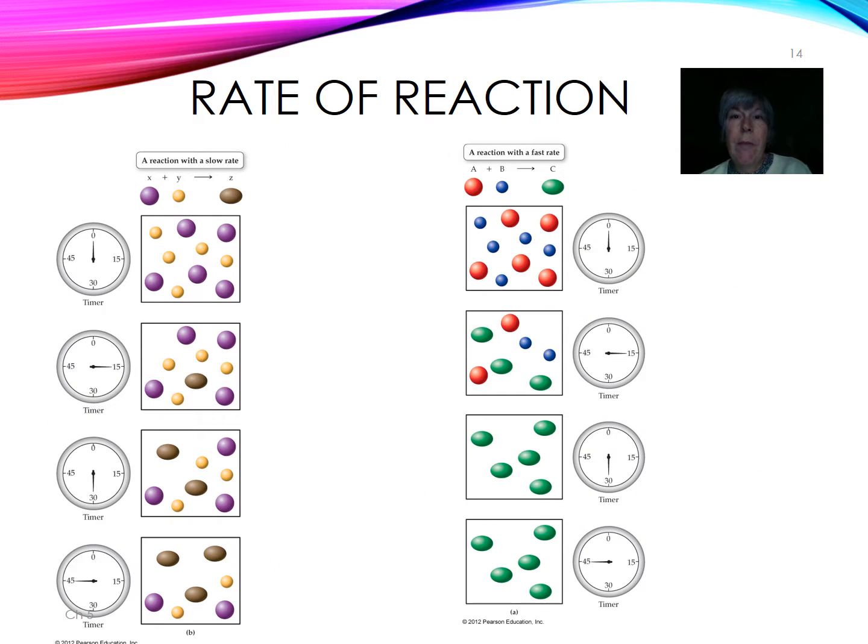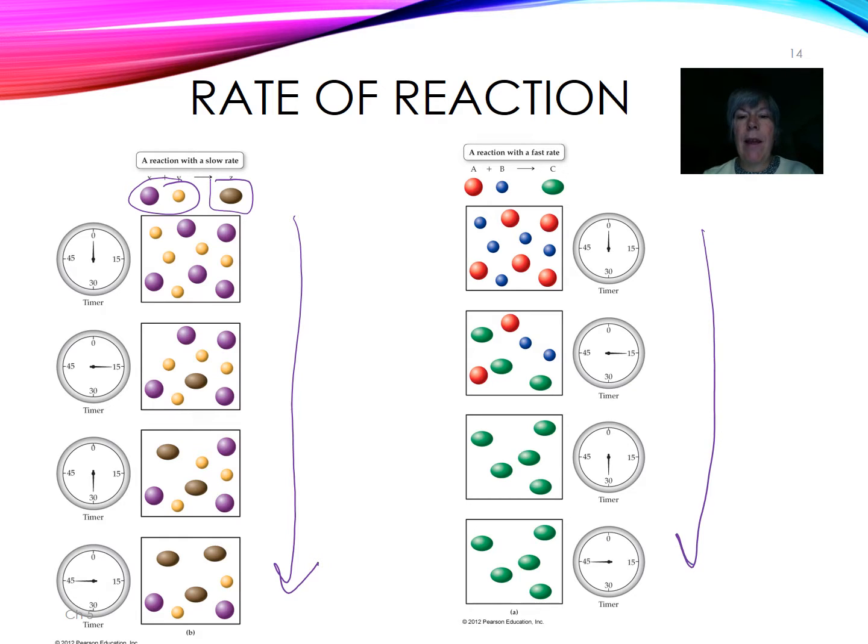So reactions can be spontaneous or non-spontaneous, and we also can talk about the rate of reaction, how quickly the reaction happens. The reaction on the left side of this slide has a slow rate. It takes a while for the purple and yellow particles to make the brown one. The reaction on the right side has a much faster rate. By the time you get down here to 30 seconds on the timer, all of the red and blue have changed into green.